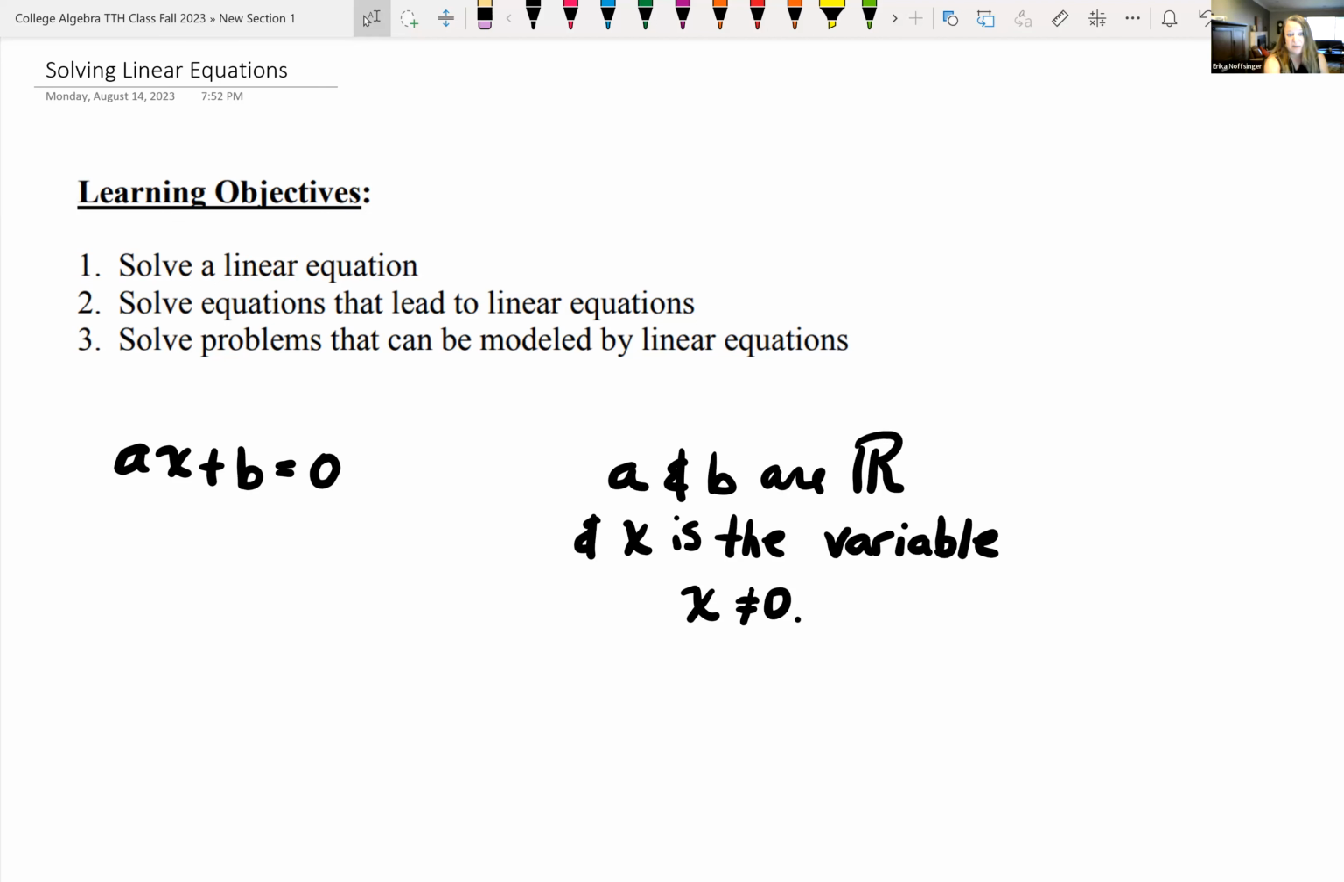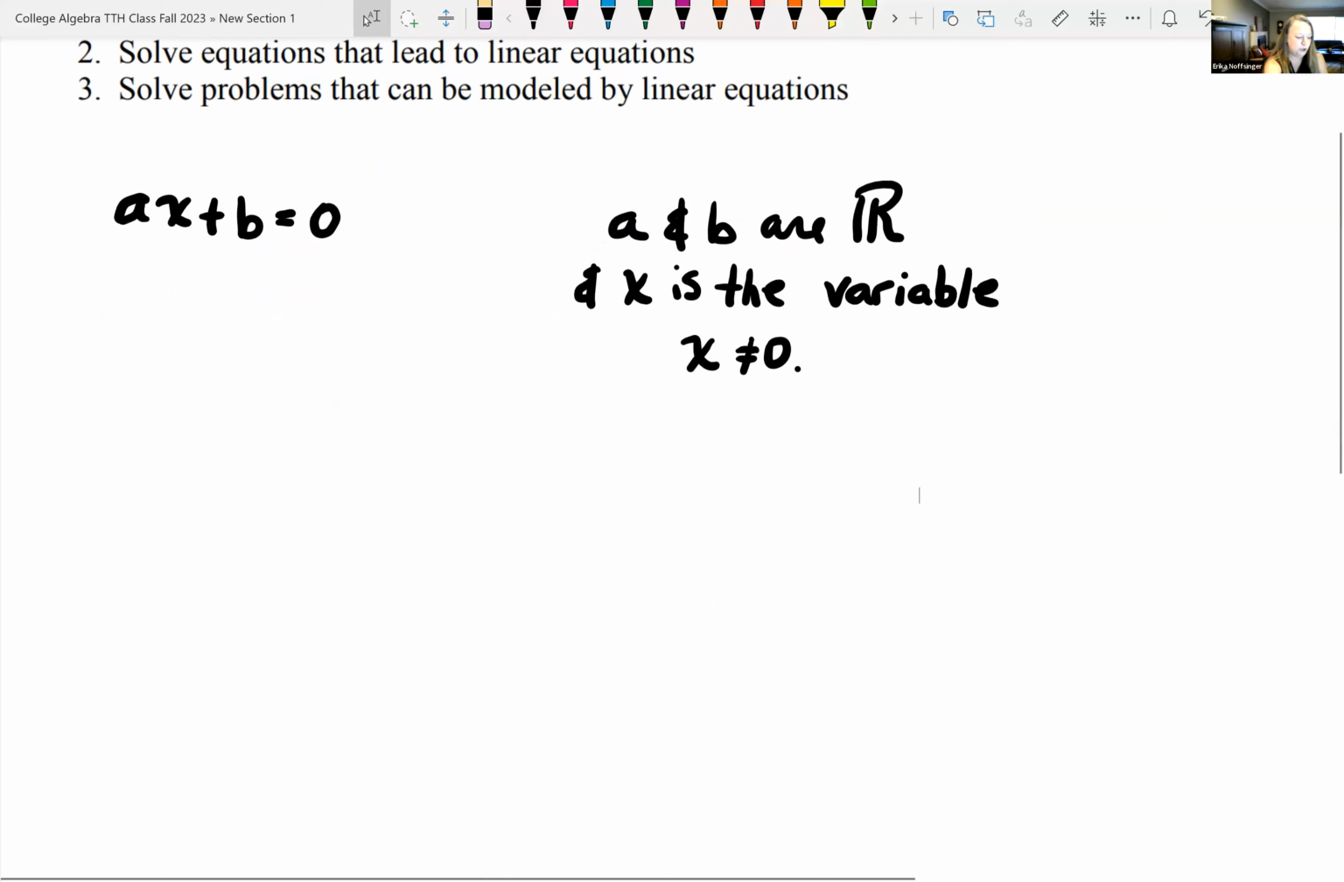Once we've done that and gotten all the variables to one side of the equal sign and the constants to the other, we want to get the coefficient, that number in front of our variable, to be 1. There are different ways that we can do that. We can either multiply by the reciprocal of what was in front of that variable x, or we can divide both sides by what's in front of that variable x.